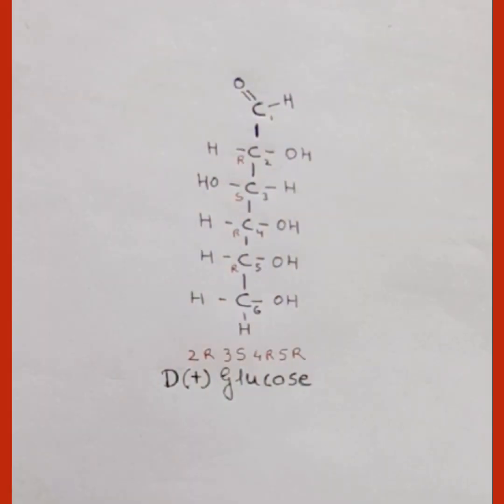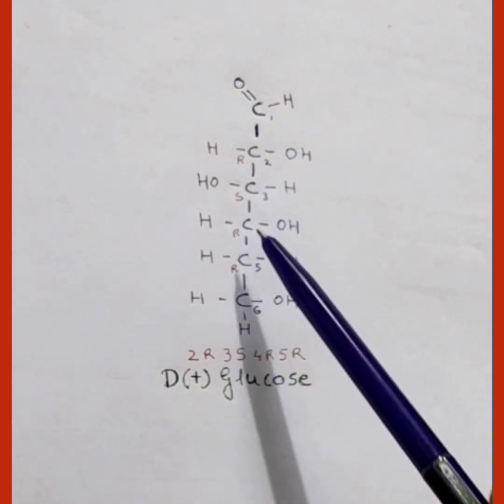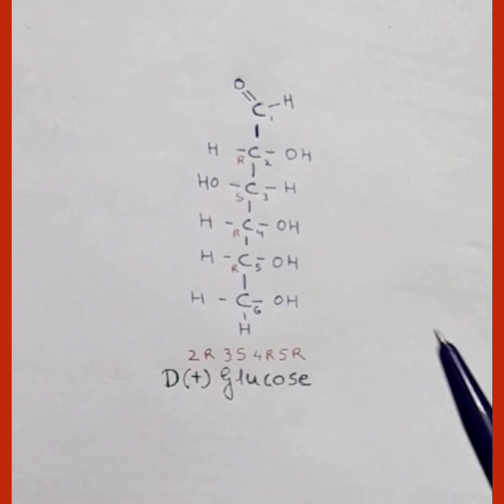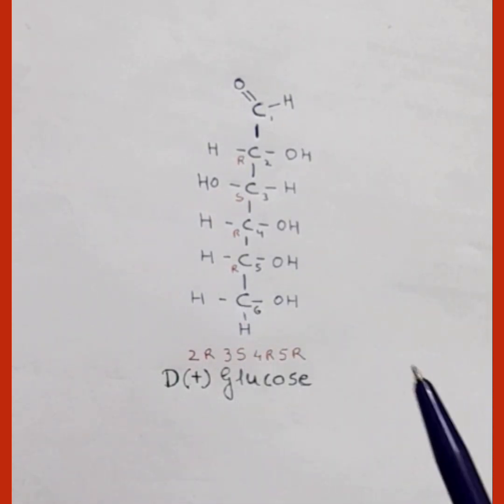Having understood the concept of R and S configuration, let's try to apply it to D-plus-glucose. Now, first of all, what Mridula explained was with one chiral center, but here we find that there are 4 chiral centers. Since there are 4 chiral centers, we call it a diastereomer. I explained it earlier.